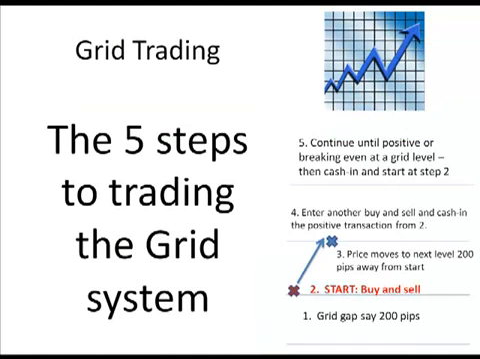Just a reminder, there are 5 steps to trading the grid system. The first one is establish a grid. Second one is to buy and sell at your start level. Third one is actually just the price movement that occurs then. And the fourth one is to enter, buy and sell at the next grid level and cash in the positive and let the negative ride. And then to continue that process until the transactions are positive or breaking even at a grid level. Once that happens, you can cash in and start again.